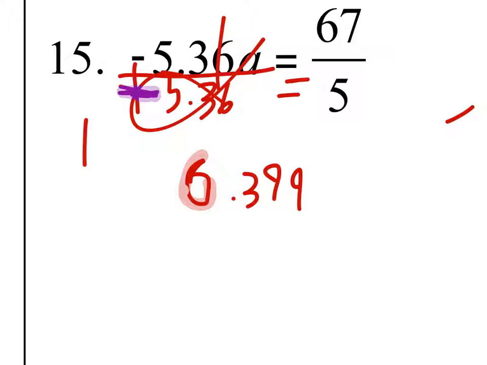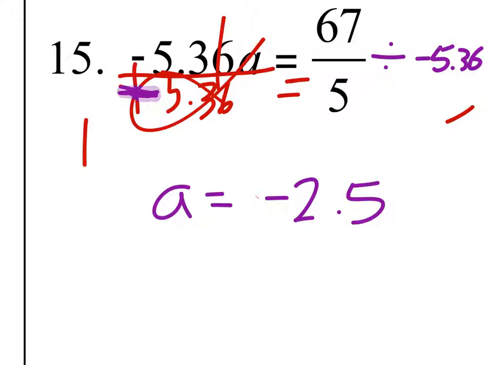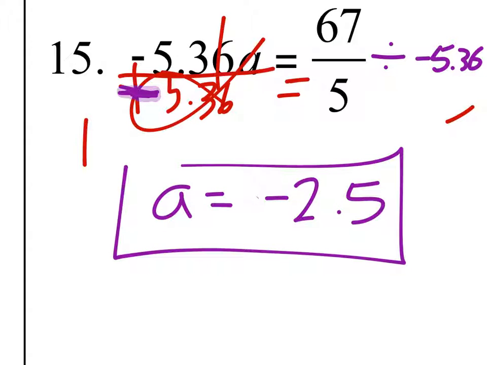Now, on the other hand, it sounds like you did negative 5.36 divided by 67/5. That's a little bit backwards there. We should divide the 67/5 by the negative 5.36. Don't worry, this is just a demonstration of what not to do, okay? And that's okay. A equals negative 2.5. Dang it.